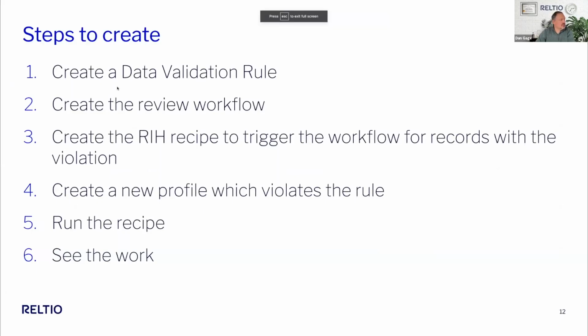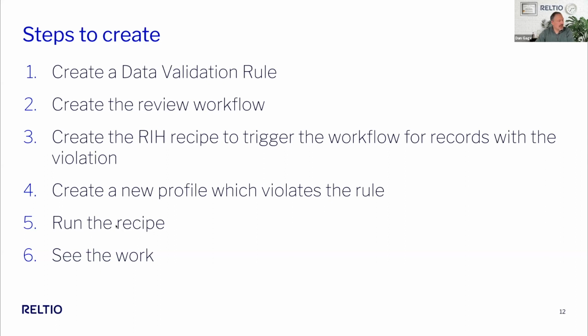And I'm not going to go through every detail, but I'll walk through the slides here. You're going to be creating a data validation rule or determining what's going to be your triggering event. You'll need to create the workflow that's going to be triggered. You'll need to build out the Reltio Integration Hub recipe that will trigger that workflow when records are recognized as violating that trigger condition. We'll then see that you create the profile in the Reltio user interface, which violates the rule.